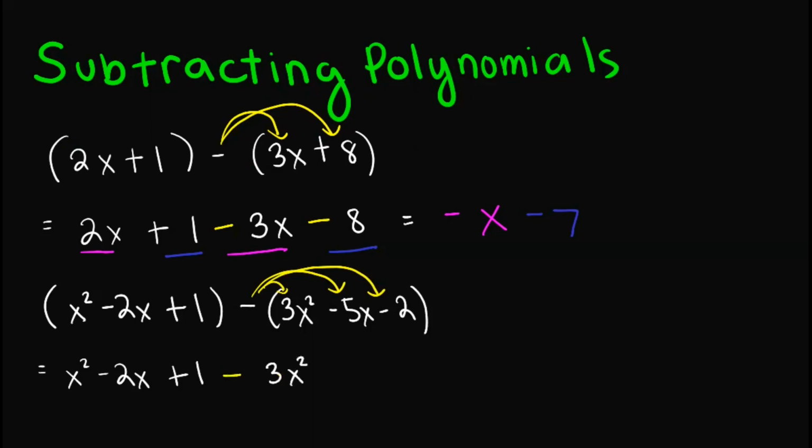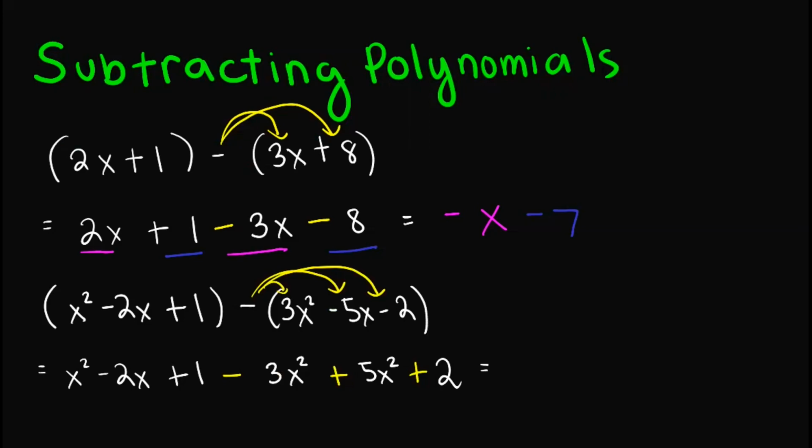3x squared, and negative times negative out here would become positive. So this is positive 5x squared, and negative times negative again for the last one. That will be positive 2. And from here we can simply just combine the like terms.